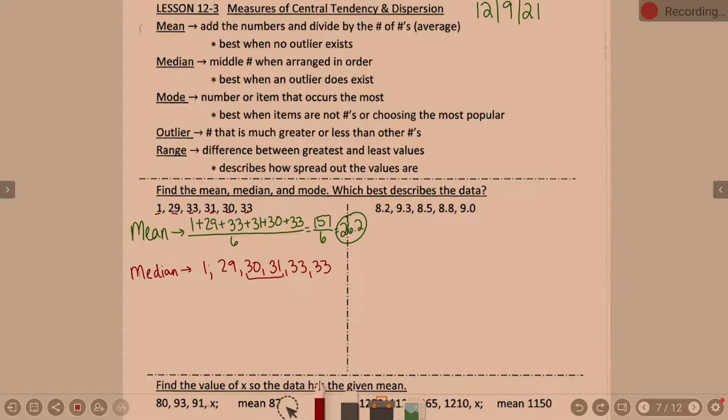Don't remember? No. So we want to find what's in the middle of these 2. 30.5. Okay, so this is an easy one to eyeball, which is fine, that's exactly what the answer is, 30.5. If it's not an easy one to eyeball, then you add those two middle numbers and divide by 2. So 30 plus 31 divided by 2 is going to give you the 30.5.